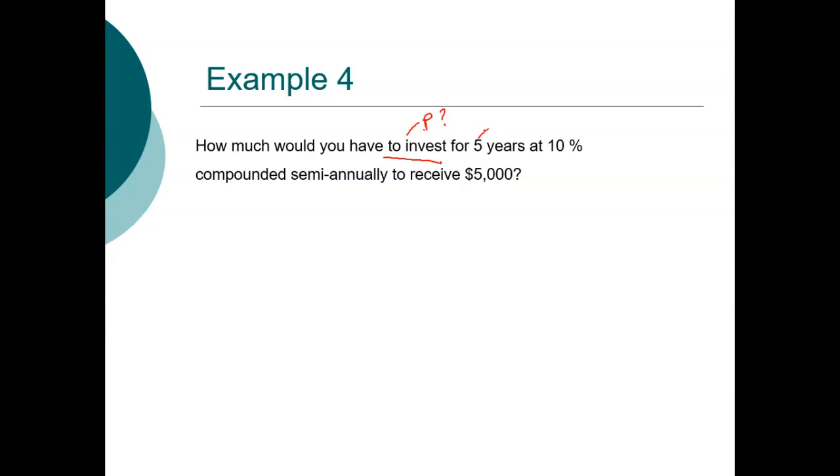Our T, or our number of years, is 5. 10% is our rate, compounded semi-annually, so this means 2 times per year. To receive $5,000, so the amount I'm receiving is 5,000. So we're given the amount. Let's write down everything we have. We have an amount of 5,000. We have our N, which we have to calculate. It's 5 years, compounded semi-annually, so 2 times a year, so my N is 10.